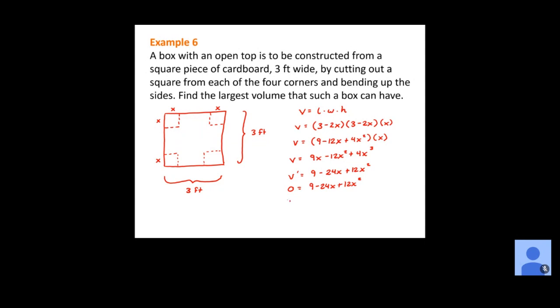Okay, good. Go ahead and factor out the 3 first. So we'll have 3 times (3 minus 8x plus 4x squared). And so then we need to factor it further. So what are the factors going to be for what we got left there now?